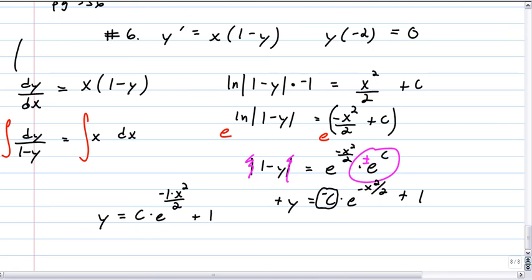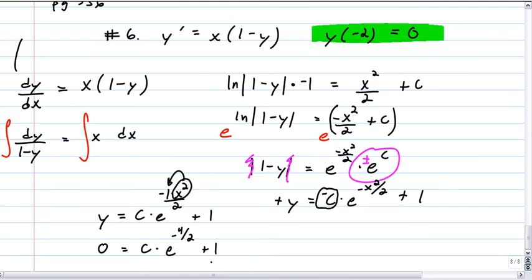Now you got to use your initial condition to find c. So let's see, when x is negative 2, y is 0. X is negative 2, 0 equals c e when x is negative 2. So negative 2 squared will be 4. So 4 times negative 1 is negative 4. So this will be e to the negative 4 halves plus 1. So I'll move the 1 over to the other side. So I got negative 1 equals c e to the negative 4 halves. Well, negative 4 halves is negative 2.